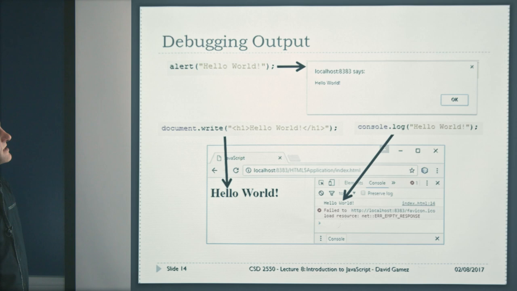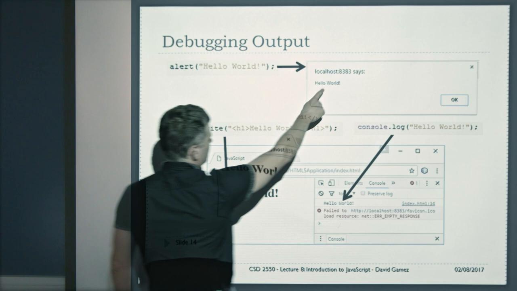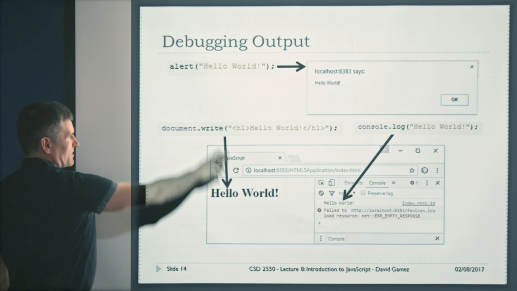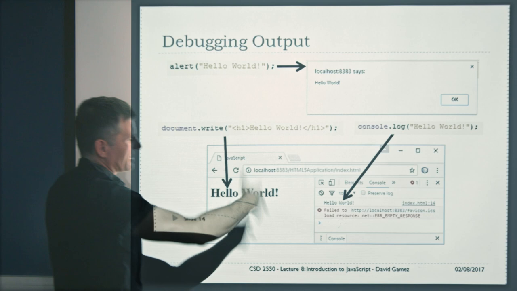So these are the different types of debugging output. Here we have an alert where we have the message that we're alerting, so here we have hello world. Here we have document.write. In this case, it's putting what we're writing straight into the document, which isn't great if it's a public website, obviously. And console.log, best way of doing it.